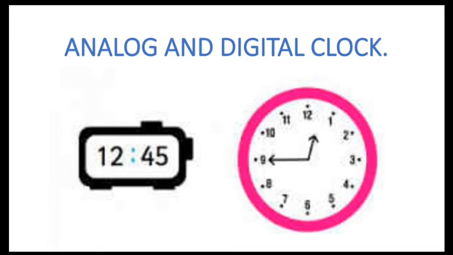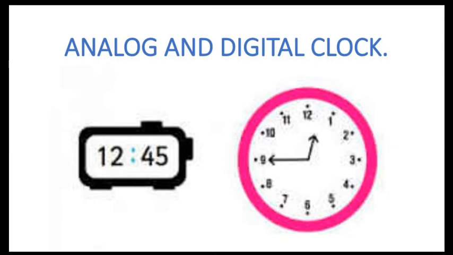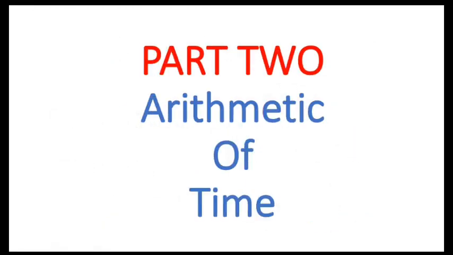Now let's look at another two types of clock, the analog and the digital clock. The analog clock is the popular clock that uses numbers written on the surface from 1 to 12. This is shown on the right side of the screen. However, the digital clock changes its numbers discretely, as you can see on the left hand side of the screen. Alright, now let's look at the second part of this lesson, the arithmetic of time.